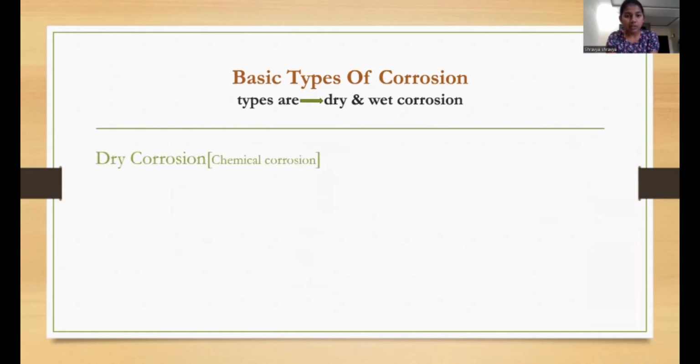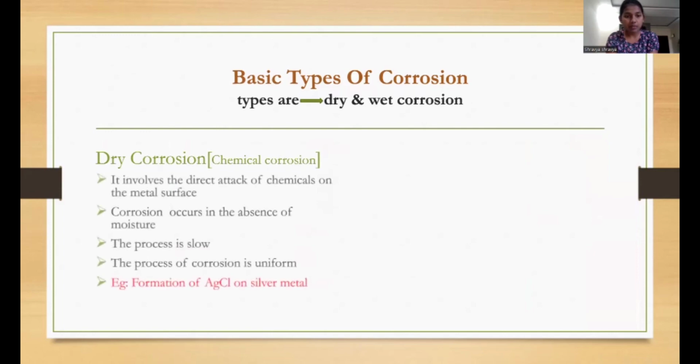Here we have the dry corrosion, that is chemical corrosion. It involves the direct attack of chemicals on the metal surface. Corrosion occurs in the absence of moisture. The process is slow and the process of corrosion is uniform. And the example is formation of AgCl on silver metal.